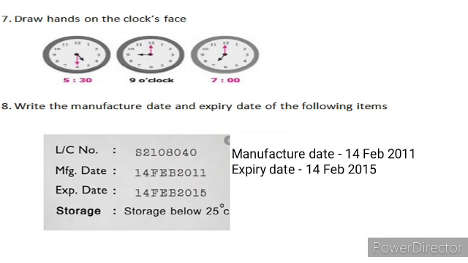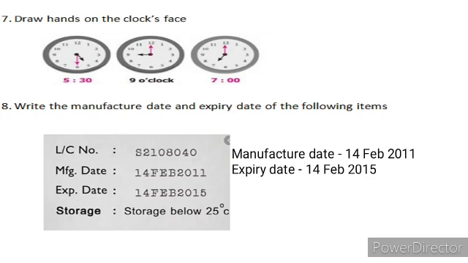Question number 7. Draw hands on the clock's face. So students, in this sum they will give the time. You have to draw the hands in the clock. First sum they given 5:30. So the smaller hand you should draw at 5. The bigger hand, that is the longer hand, you should draw at 6, because 6 means 30.